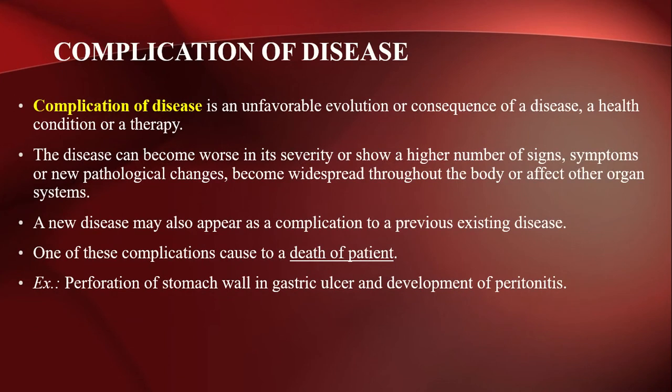Complication of disease is an unfavorable evolution or consequence of a disease, health condition, or therapy. The disease can become worse in its severity or show a higher number of signs, symptoms, or new pathological changes, become widespread throughout the body, or affect other organ systems. A new disease may also appear as a complication of a previously existing disease. One of these complications causes the death of the patient. For example, the perforation of the stomach wall in gastric ulcer and development of peritonitis.